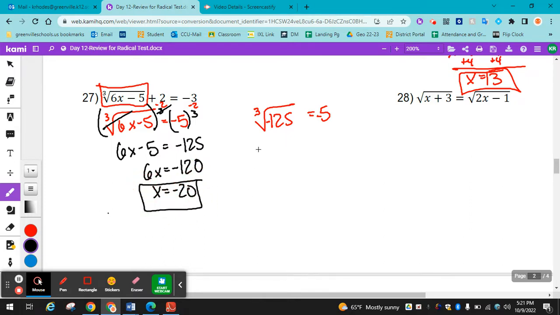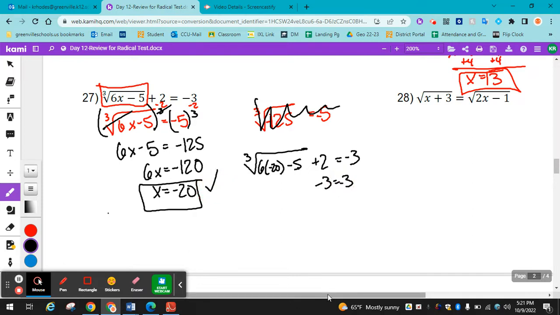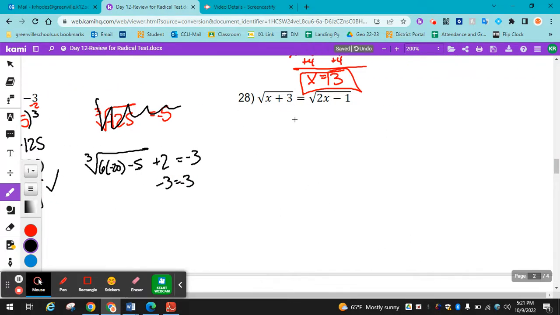Check your answer. Make sure it makes sense. Cube root of 6 times negative 20. That's negative 120. Minus 5 is negative 125. Cube root of negative 125 is negative 5. Negative 5 plus 2 does equal negative 3. So, yes, this works.